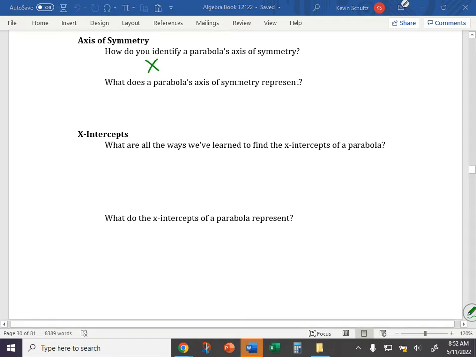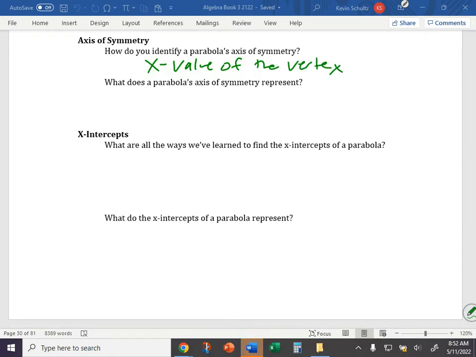Yes. Okay. It's the x value of the vertex. You've got a vertical line going through the vertex. So the equation is x equals wherever it crosses through that vertex point.